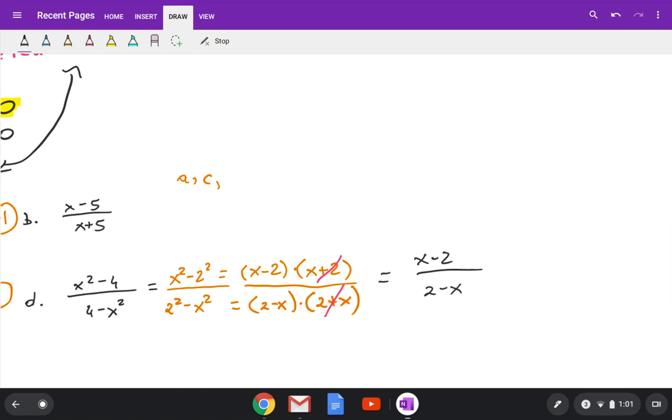So look what happened. They are opposite. This x is positive, this one is negative. This -2 on the top is negative, 2 on the bottom is positive. So they are opposite, so that means the answer will be equal to -1.